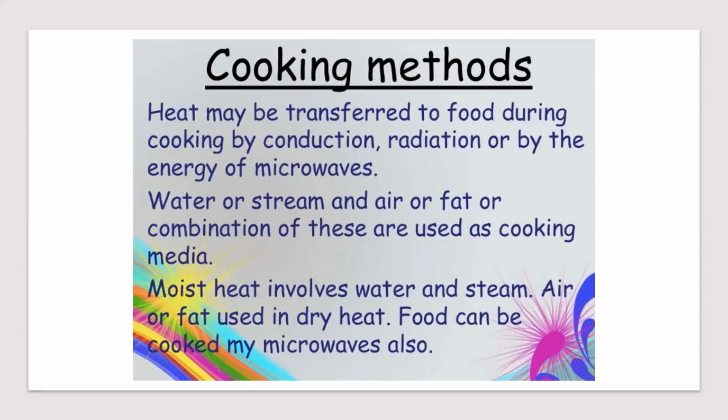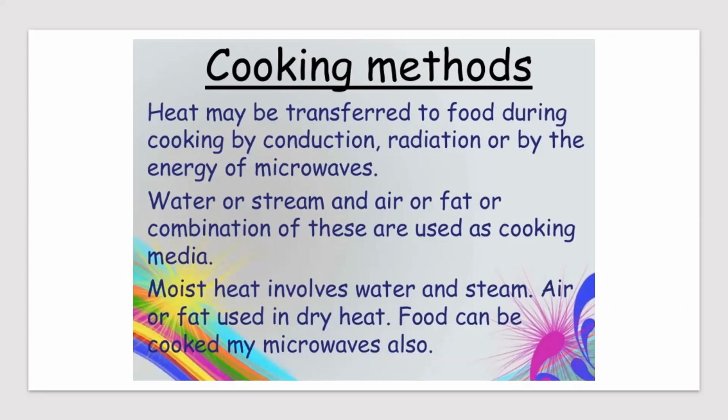We have defined what we mean by cooking, and what the objectives of cooking are. We have seen the preliminary preparation of cooking and all. Now today we will see the different cooking methods and the merits and demerits of those cooking methods. So, cooking methods: here, heat may be transferred to food during cooking by conduction, radiation, or by the energy of microwaves.